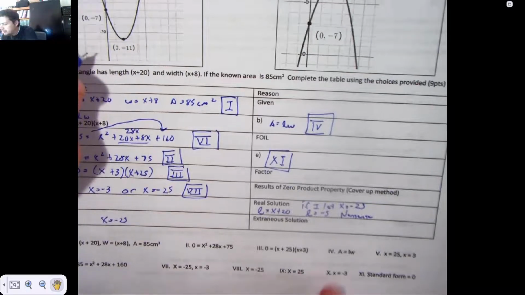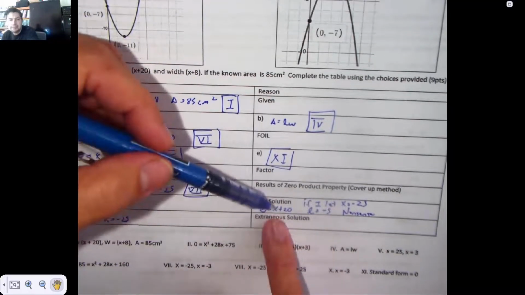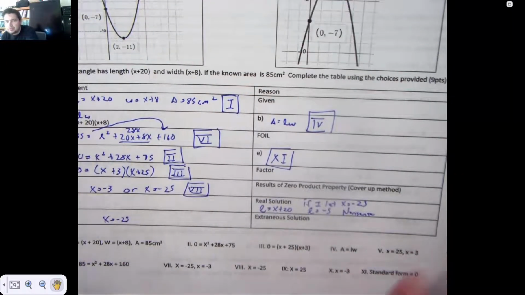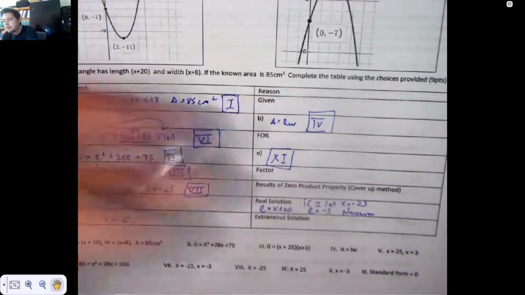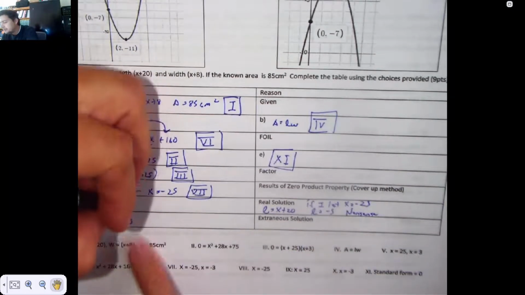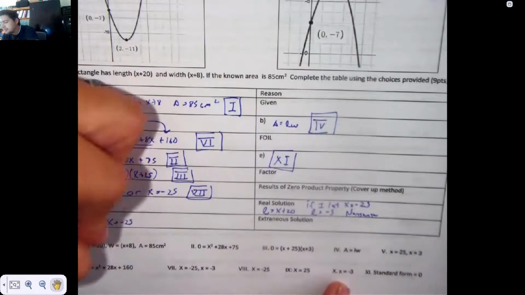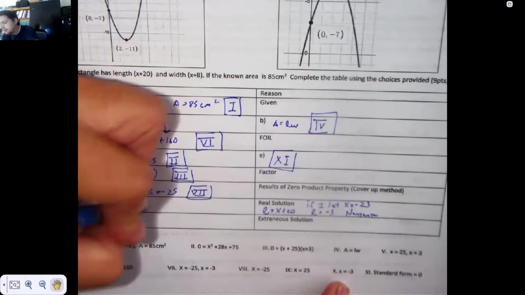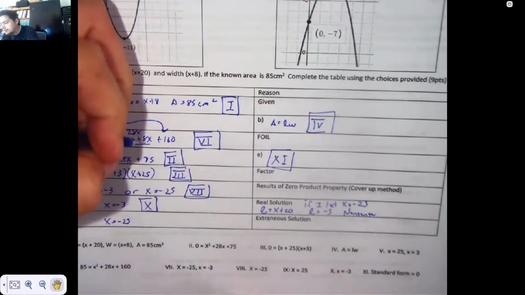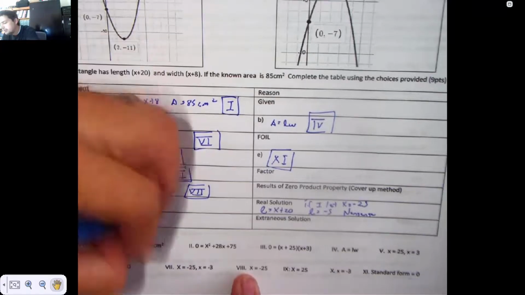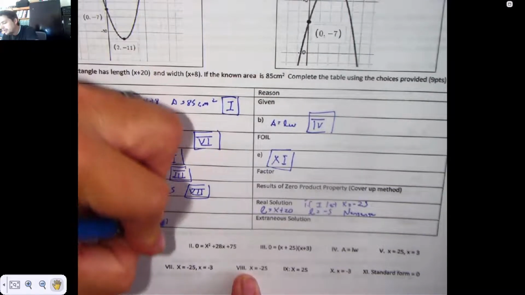And if I let x be negative 3, well, negative 3 plus 20 is a positive 17. That works in the real world. Extraneous solutions are solutions that work algebraically, but not in the real world. That's what they are. So the real solution was x equals negative 3, which is choice X. And the extraneous solution was x equals negative 25, which is choice 8.